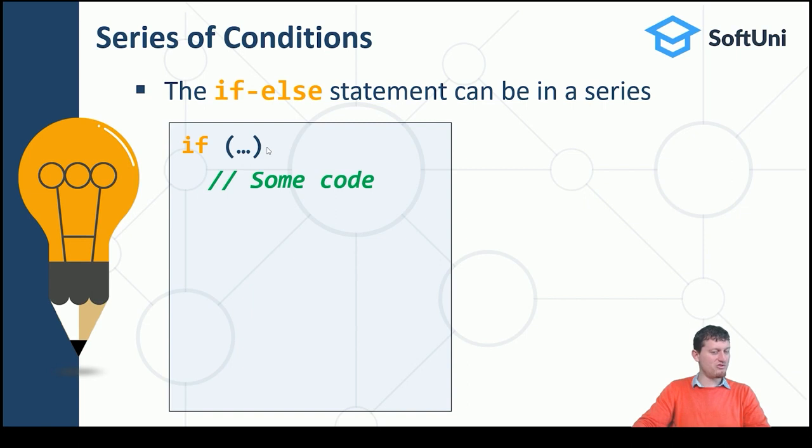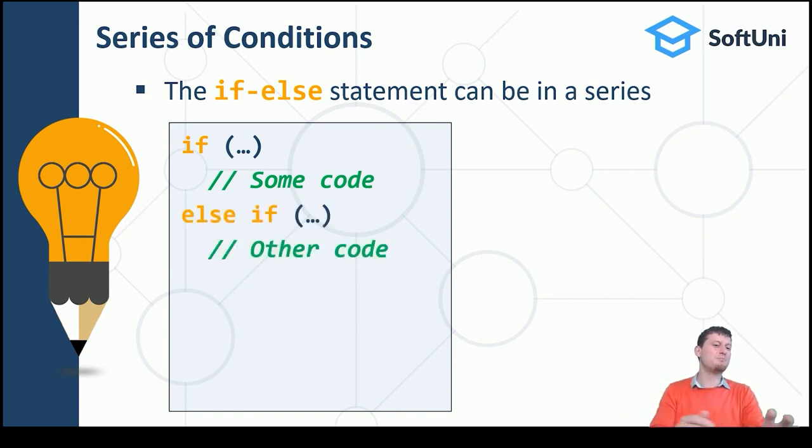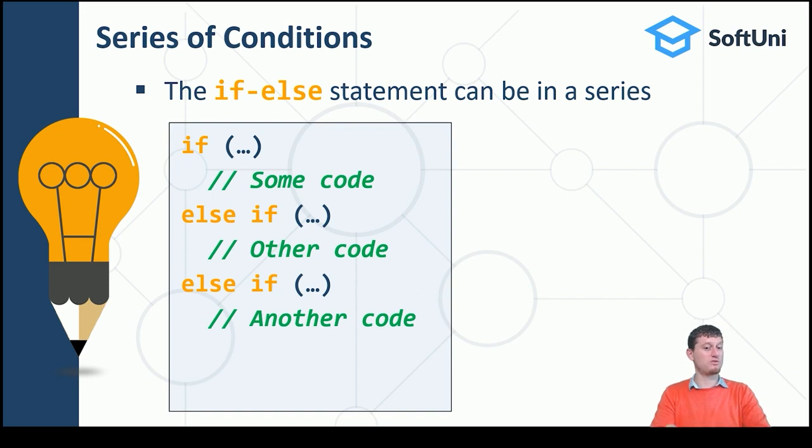If some condition, for example, if age is bigger than 100, print you are old. Otherwise, if the age is between 70 and 100, print you are almost old. Otherwise, if the age is between 20 and 70, print your average age. Otherwise, print you're a child. This is just an example.